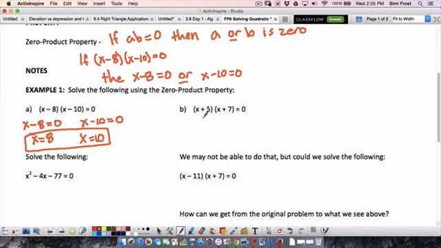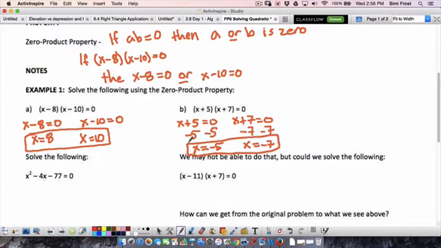So let's try this again. I just break this apart into the two factors and set the two factors to 0. And then I'm going to solve them. So I subtract 5, and I get x equals negative 5. And over here I'm going to subtract 7, so x equals negative 7.